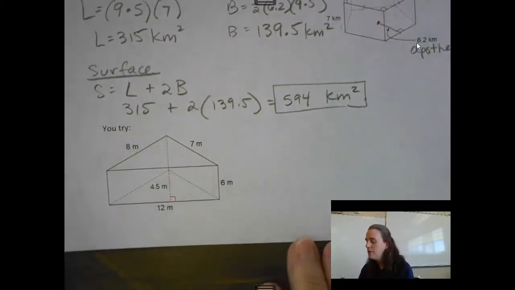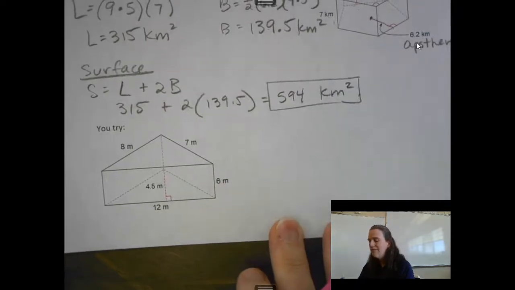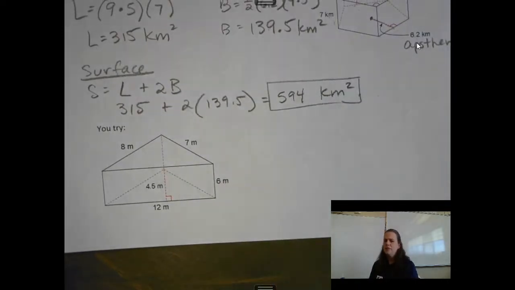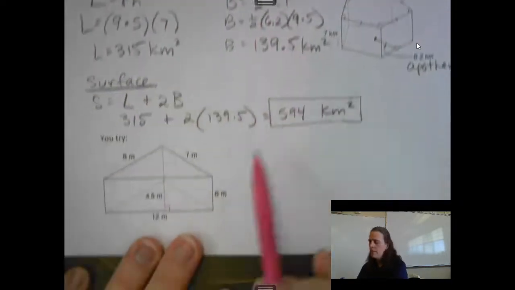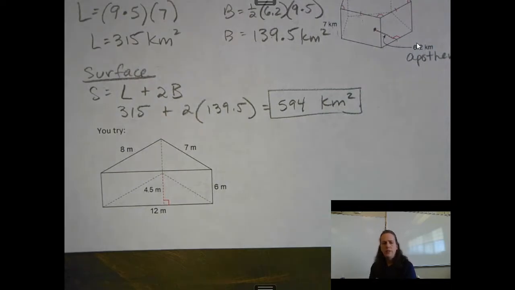All right, one for you to try. This one's a triangle. So you'll have to think about how do you get the area of a triangle. It won't be the same formula as the polygon, the pentagon. A little bit different. Pause your video and find the total surface area for that triangular prism.